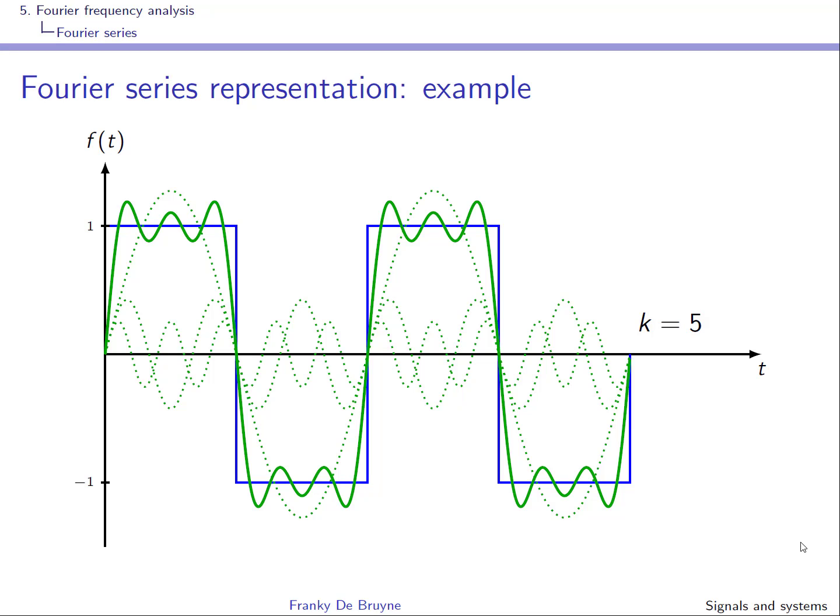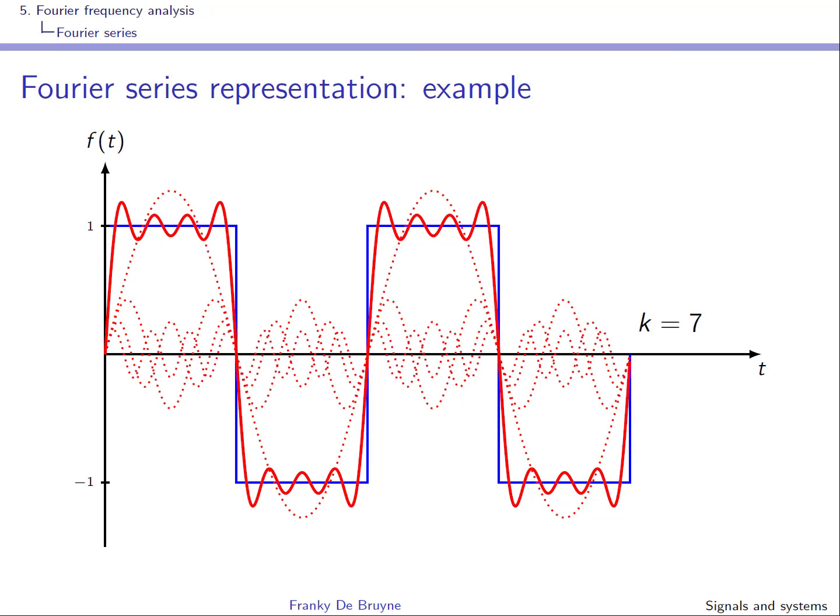So here we have added the third term that corresponds to k is equal to 5. So the underlying sinusoid is at 5 times the fundamental frequency. The amplitude has been reduced again. Remember this relation in 1 over k. And if we add the 3 first terms, you obtain the full green line.